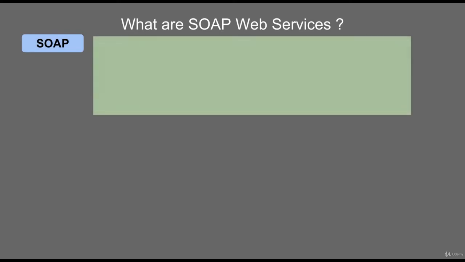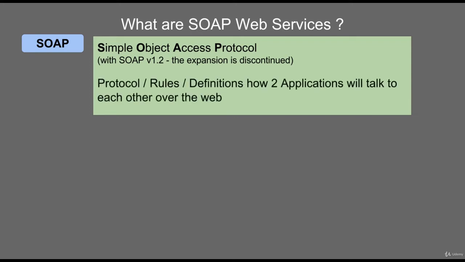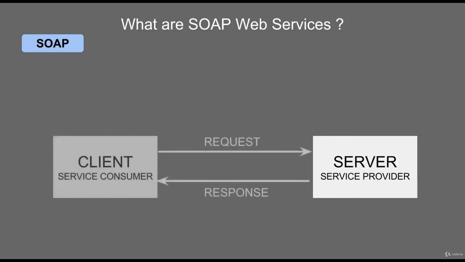So SOAP is a protocol, and it stands for Simple Object Access Protocol. Now this is the expansion which was used until SOAP version 1.1, but with SOAP 1.2 this expansion has been discontinued, but we are still stuck with the acronym. So it basically is a set of rules and definitions on how two applications will talk to each other over the internet. So let us understand this.